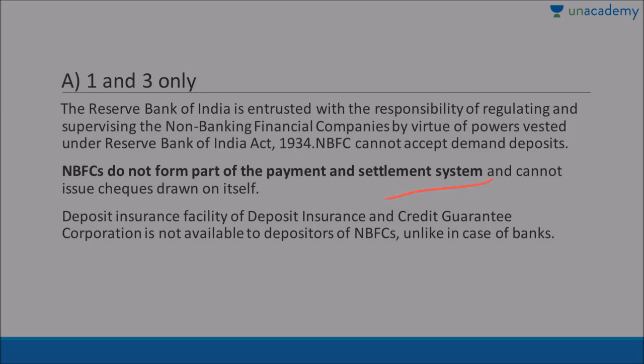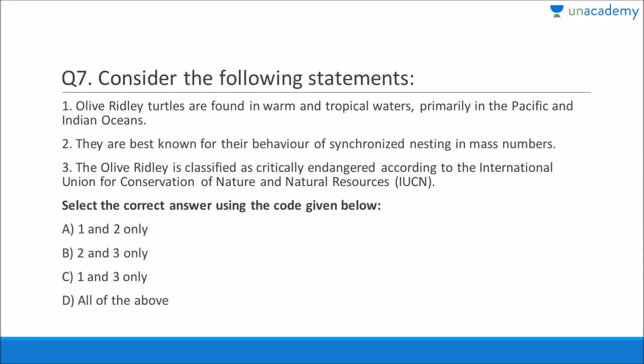And let us talk about question number 7. Consider the following statements. Olive Ridley turtles are found in warm and tropical waters, primarily in the Pacific and Indian Oceans. This is correct.